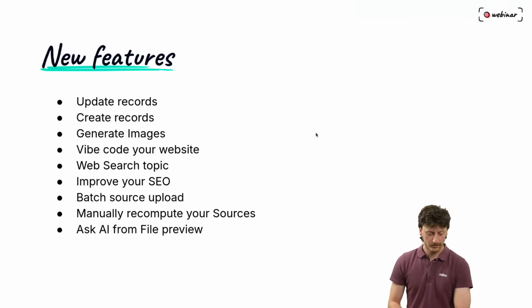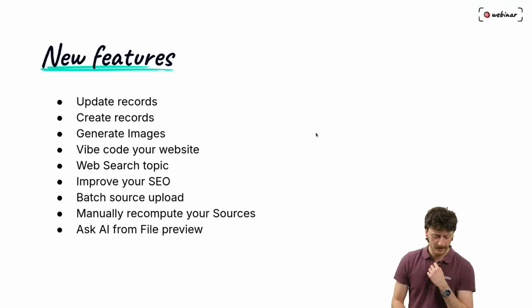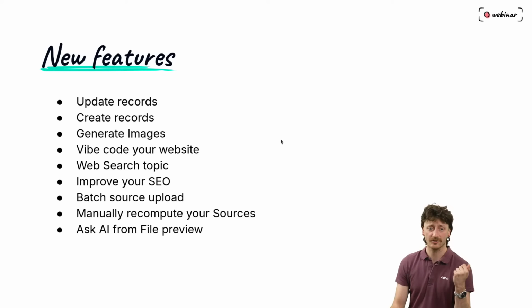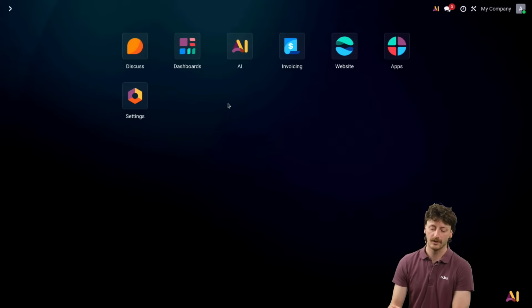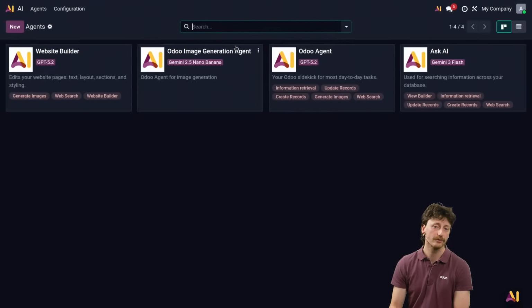That's already good for all this part. Now we are going to see how to batch source upload and how to manually recompute our sources. So let's go back to our database. You can see that I have the AI app, which is not mandatory, but which allows us to check what we need to check with our AI agents. Let's just create a new AI agent in this case.